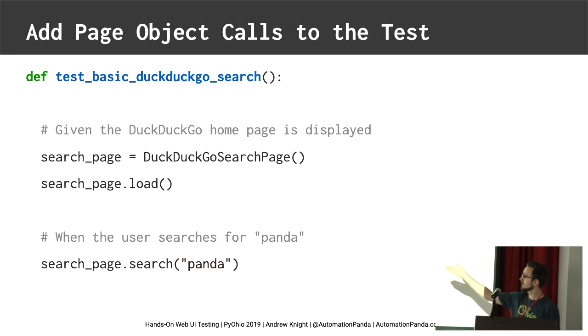Well, I want to construct the page object. I want to initialize it because I need that object. And then I'm going to make a load call. Say, hey, page object.load. And later I'll implement the search page to actually do the loading of that page.